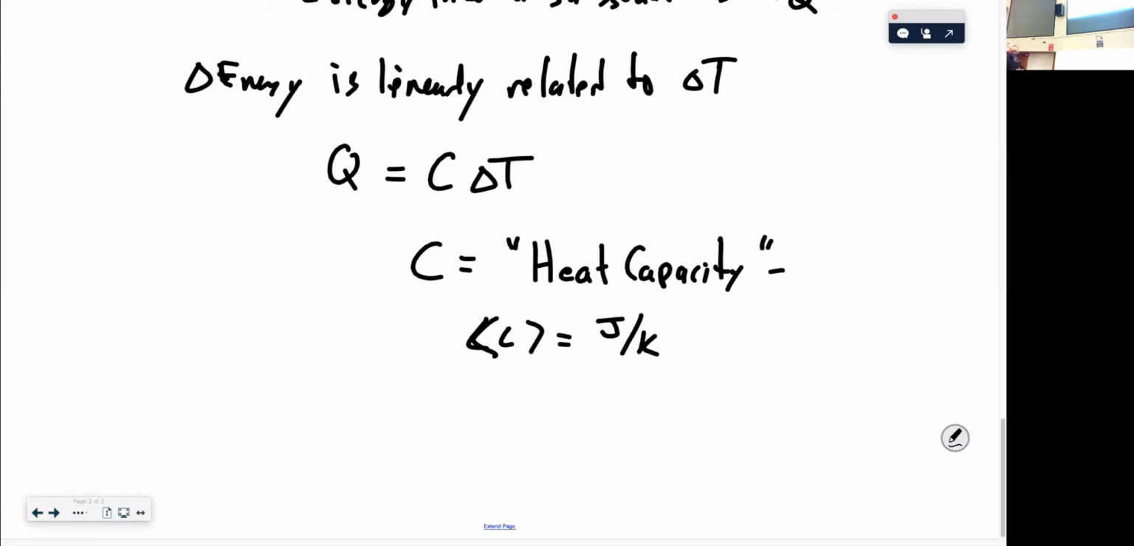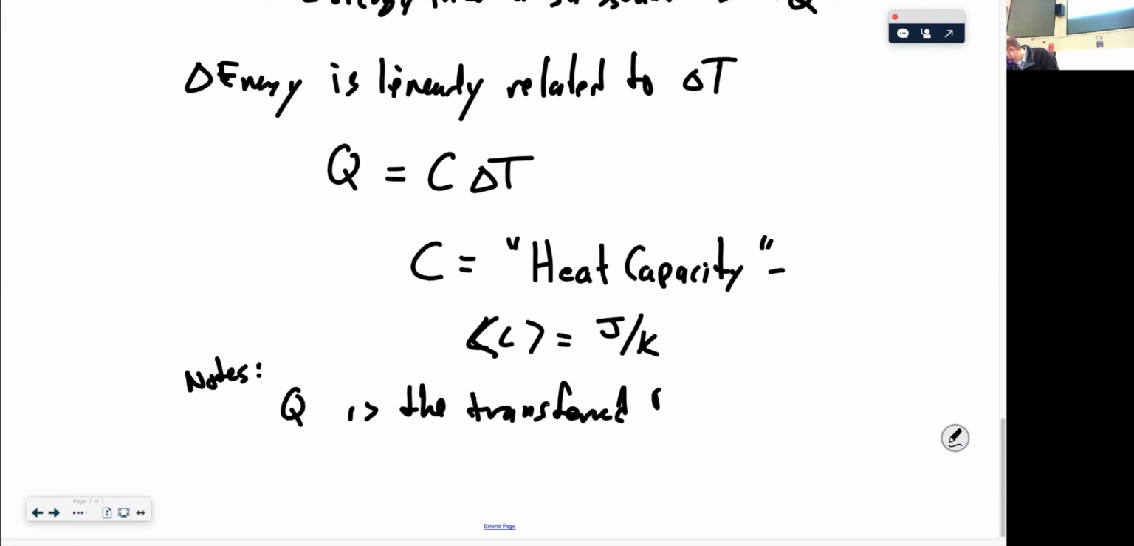It is also, I'll just write this down. Q, some notes to be aware of. Q is always the transferred energy, delta E, not the total energy.